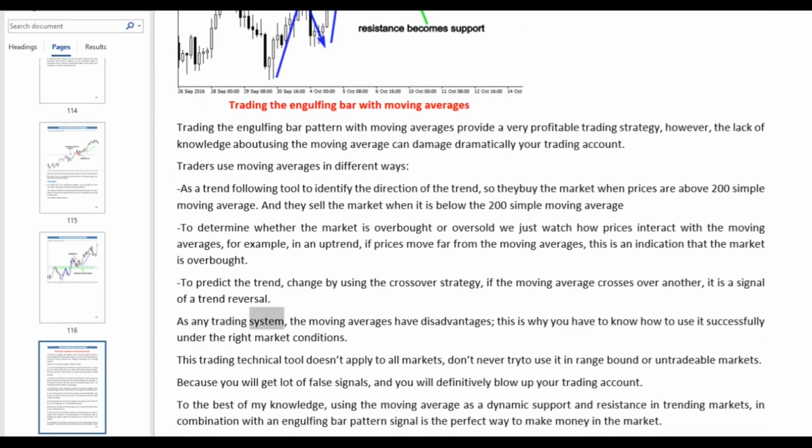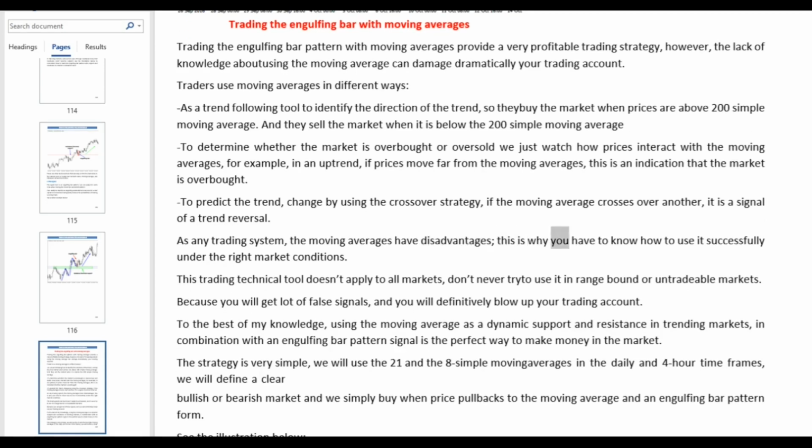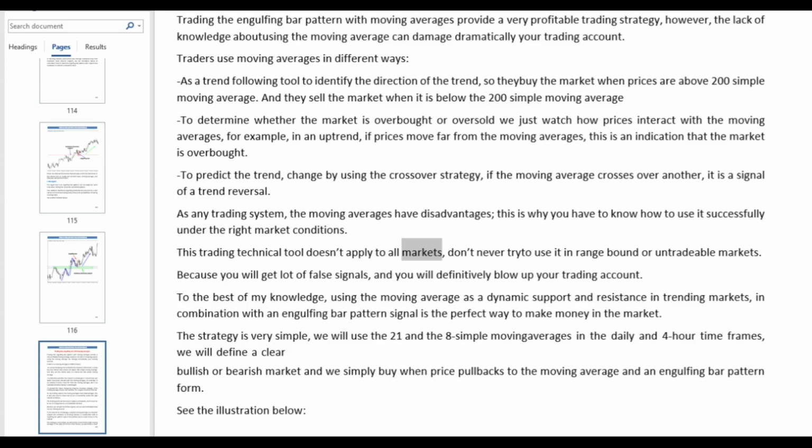As with any trading system, moving averages have disadvantages. This is why you have to know how to use them successfully under the right market conditions. This technical tool doesn't apply to all markets. Never try to use it in range-bound or untradable markets, because you will get a lot of false signals, and you will definitely blow up your trading account.